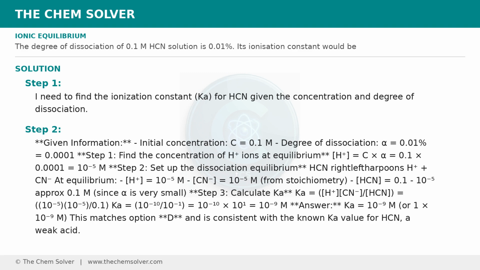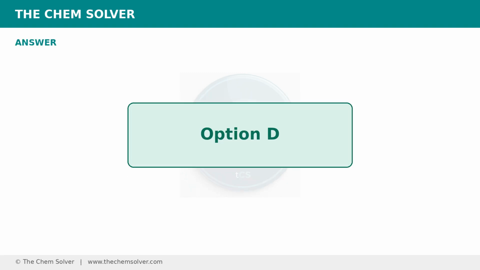Answer: Ka equals 10^-9 M, or 1 times 10^-9 M. This matches option D and is consistent with the known Ka value for HCN, a weak acid. The answer is D.